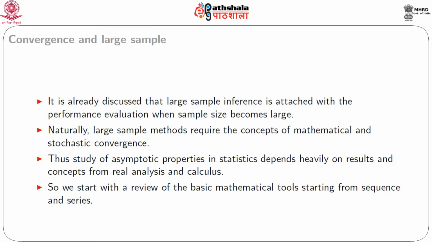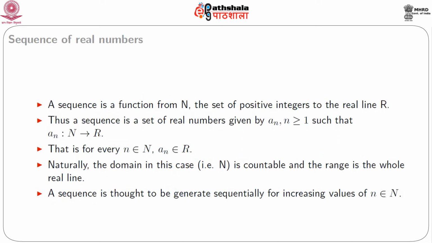So it is already discussed that large sample inference is attached with the performance evaluation when sample size becomes large. Naturally, large sample methods require the concepts of mathematical and stochastic convergence. Thus, the study of asymptotic properties in statistics depends heavily on results and concepts from real analysis and calculus. So, we start with a review of the basic mathematical tools, starting from sequence and series. So, we start with sequence of real numbers.